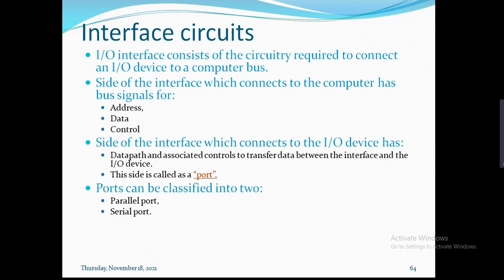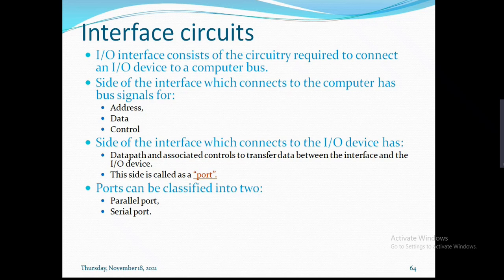What do you mean by parallel and serial? Parallel means at a time it sends a set of data from D0 to D7. Serial means it sends only one bit at a time, D0, D1 and so on. That is called serial transmission. So whenever the bus supports one format and the device supports another format, it requires a converter.